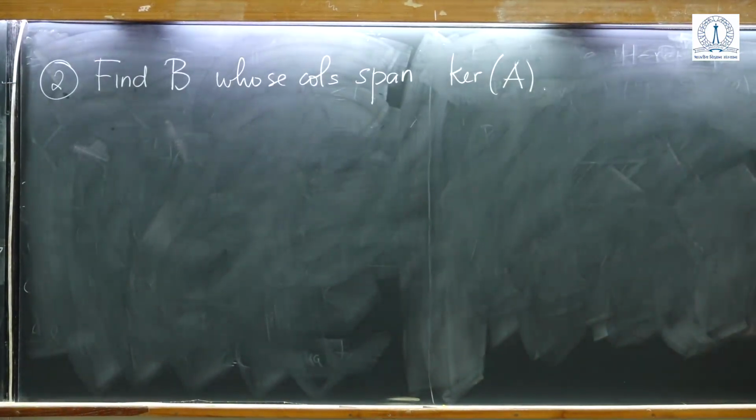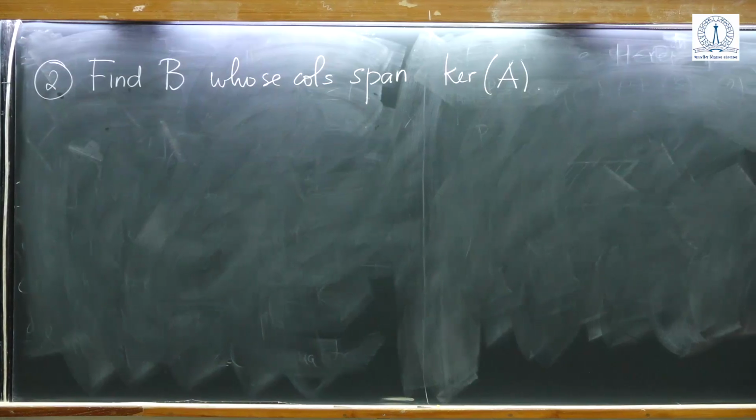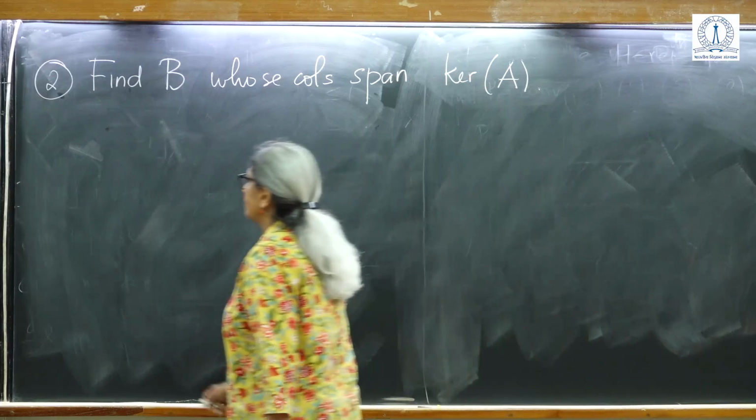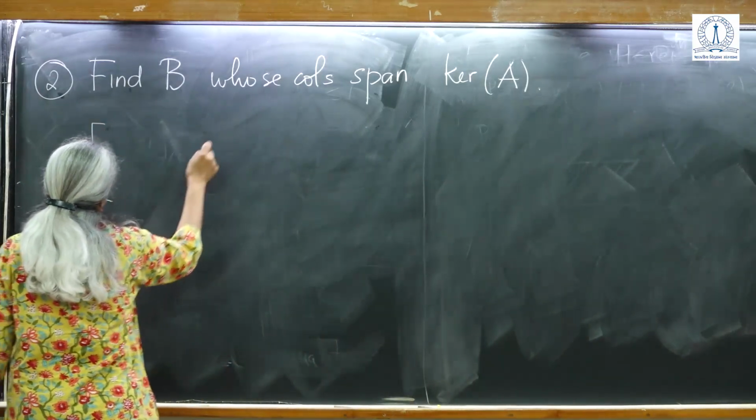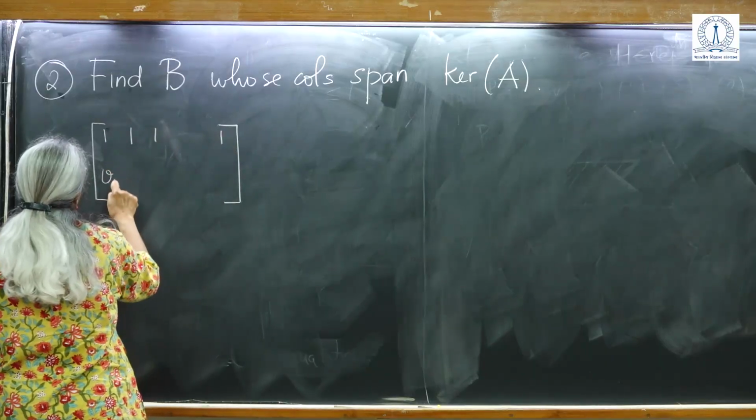So in part 2, I'm going to calculate a matrix whose columns span the kernel of A. What does that mean? Here's my A matrix. The A matrix is 1, 1, 1 up top with these V's at the bottom.